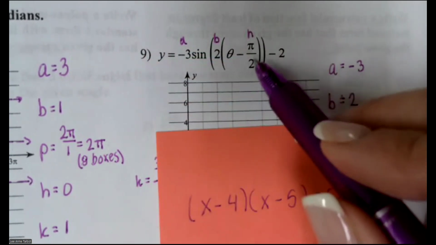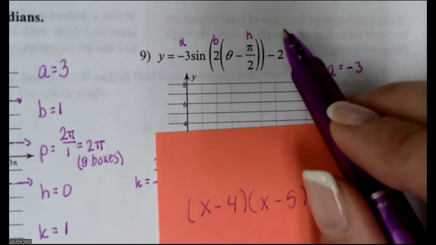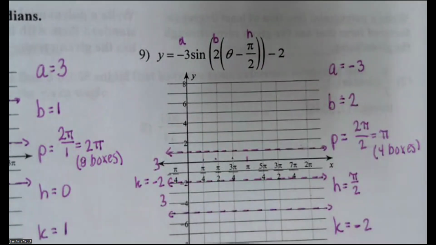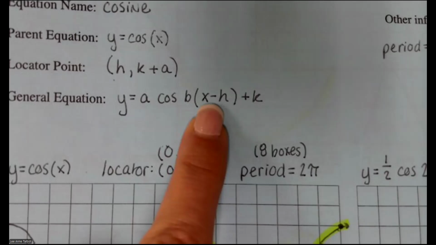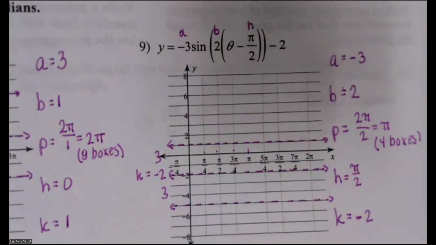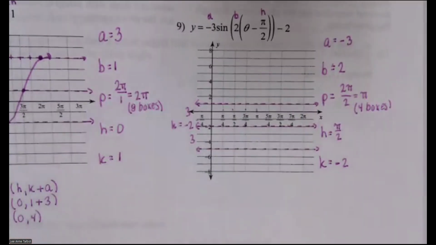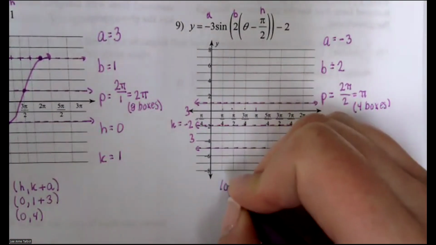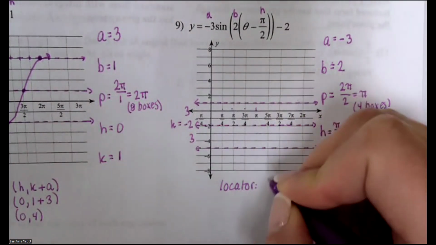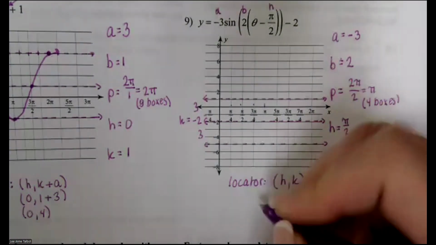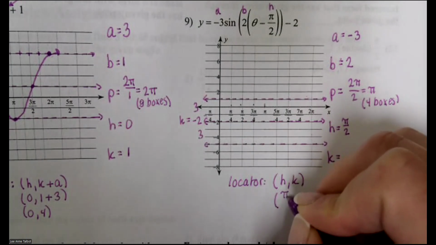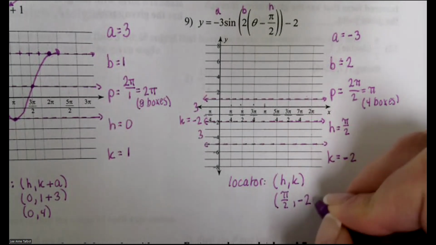So this would be adding pi over 2 to both sides, so it'd be positive pi over 2. Also, notice that the formula has a minus here. That would make it positive. All right, locator point. This one is sine. Sine's locator point is just HK regular style. So pi over 2, negative 2.